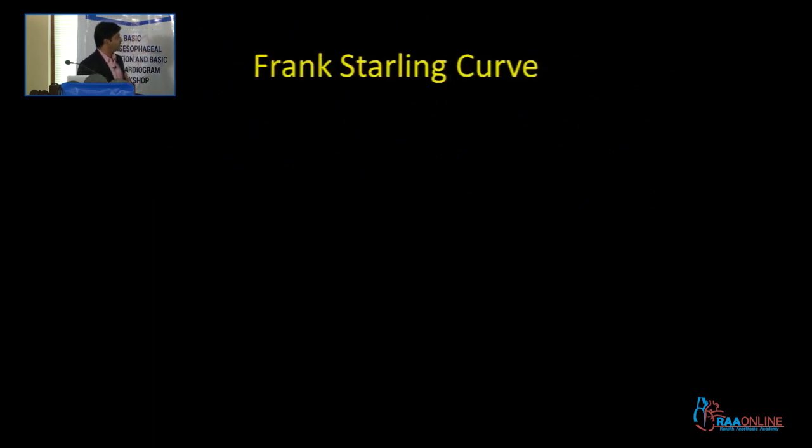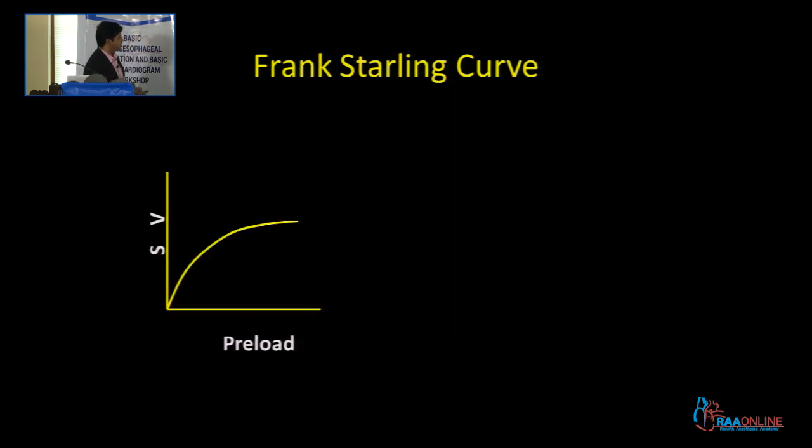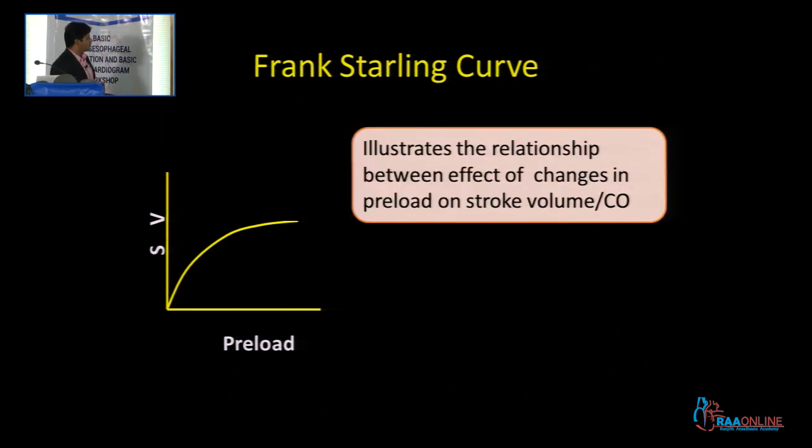So basically, the Frank-Starling curve determines this approach. What is this Frank-Starling curve? It tells you the relationship between the preload on the x-axis and the resultant stroke volume on the y-axis. Since morning, my previous speakers have spoken about this. The curve tells you that as the preload increases, the stroke volume is going to increase.